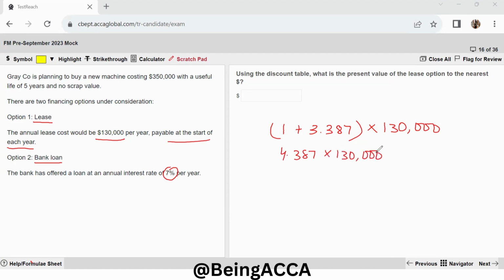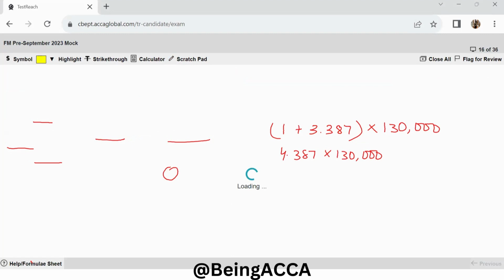And if I solve this on my calculator, I get my answer as 570310. So this is what I am getting on my calculator. There is no information with regards to any sort of rounding given to me, so I'm just going to enter the exact amount that I'm getting over here. Moving to the next one.